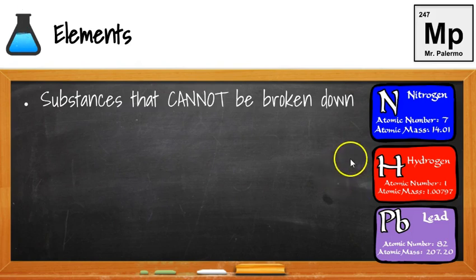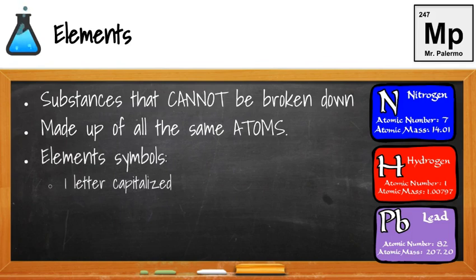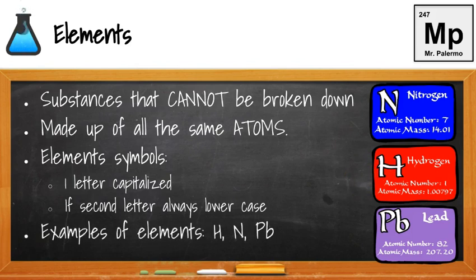So when you have an element like nitrogen or hydrogen or lead, let's look at, say, nitrogen first. If I have a sample of nitrogen and it's an element, that means the whole sample is made up of all the same types of atoms, which are nitrogen atoms. There are no other atoms present in that sample. Element symbols have one capital letter like N or H, and if there's more than one letter, the second letter is always going to be lowercase. Again, some examples are hydrogen, nitrogen, and lead.